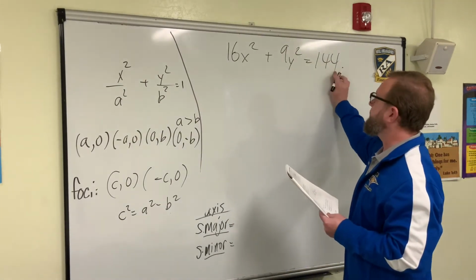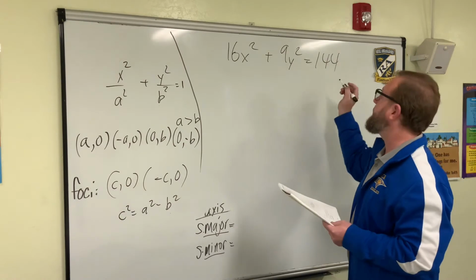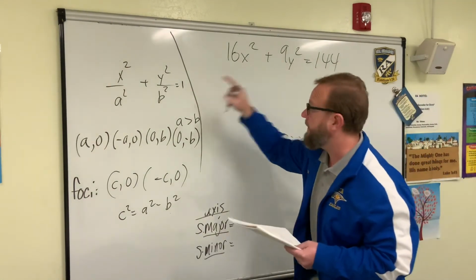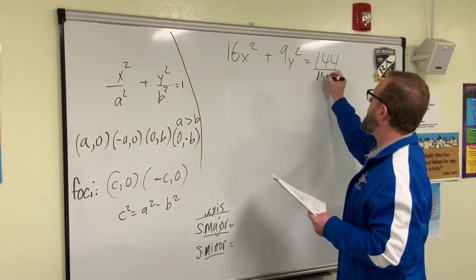It's flat. Our first step. So every time, first step, if this is not a 1, we need to get it to be a 1. Divide by 144.